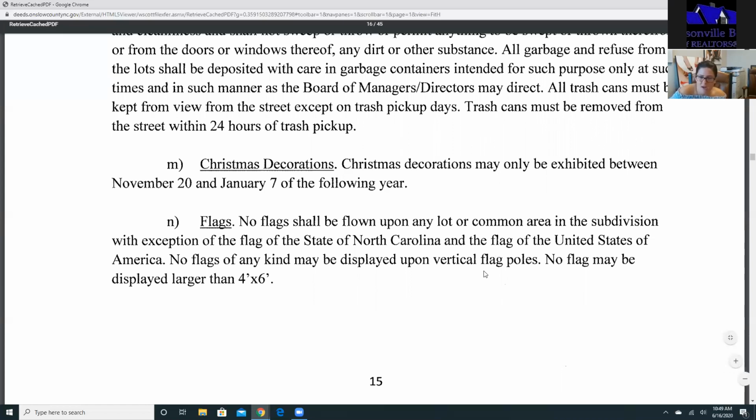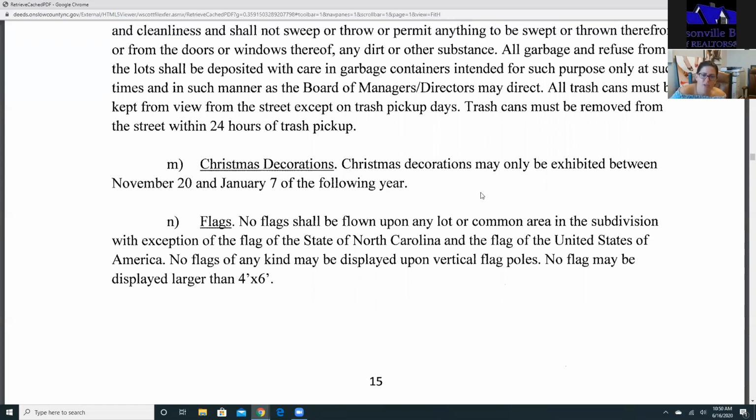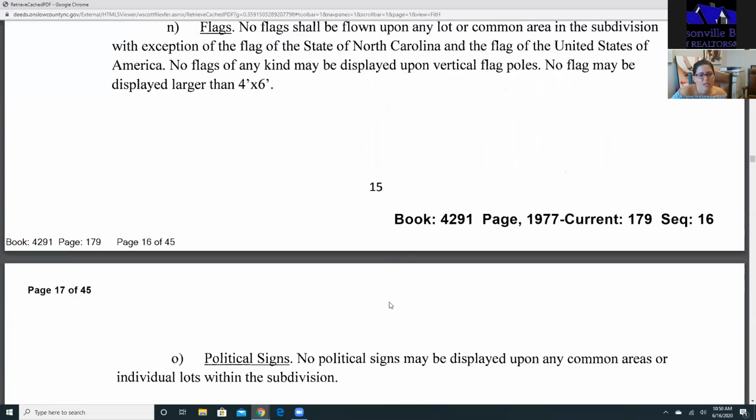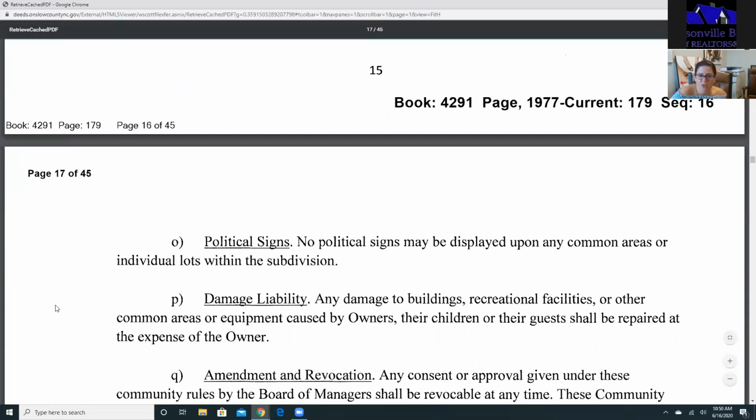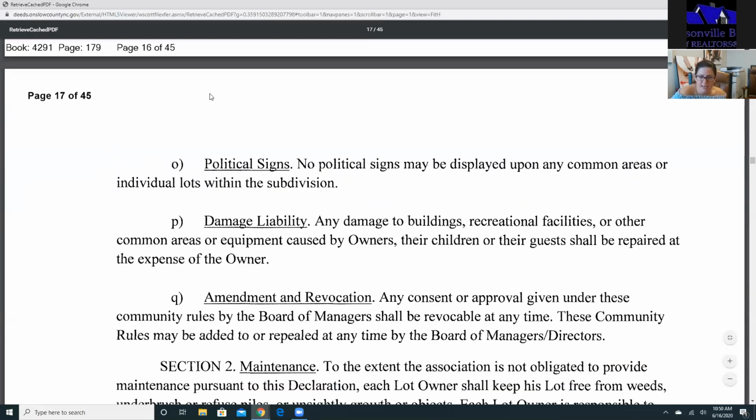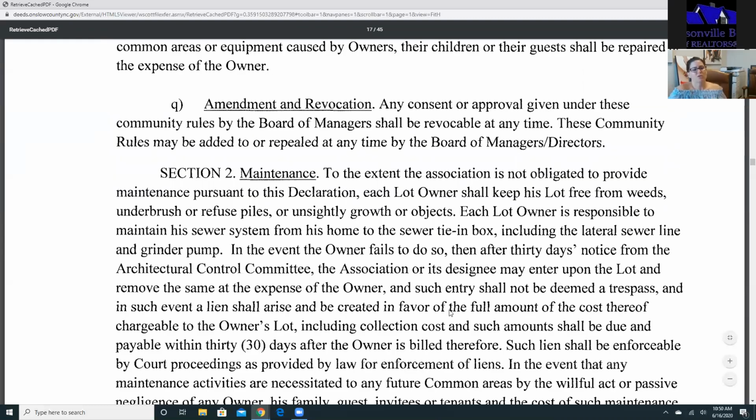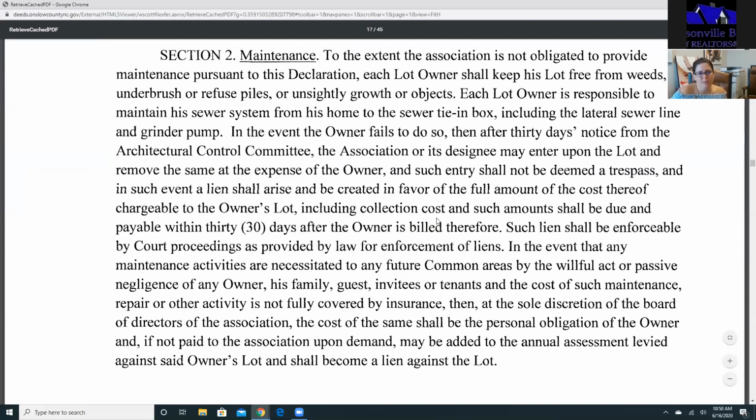You don't need to make comments about it. You don't need to do anything else, but you need to draw their attention to this because they could get fined for doing the wrong thing for what that neighborhood says is the wrong thing. Okay, so make sure that you are reading through this. No political signs. If they are a huge supporter of any specific candidate, they cannot put the political signs in their neighborhood. Okay, so just make sure that you're reading through these and drawing people's attention to things that you think might be problems for them.